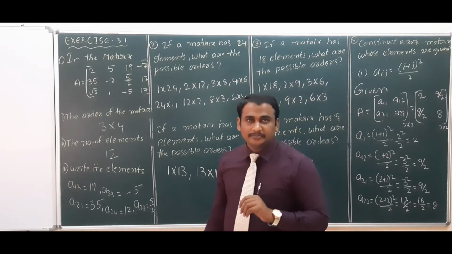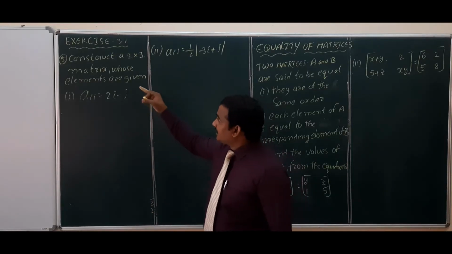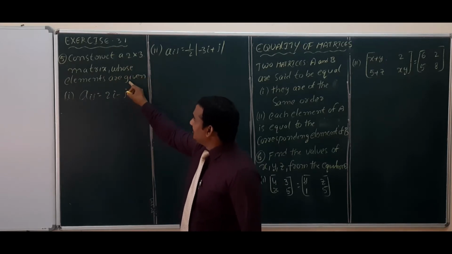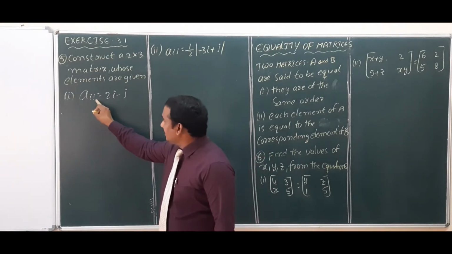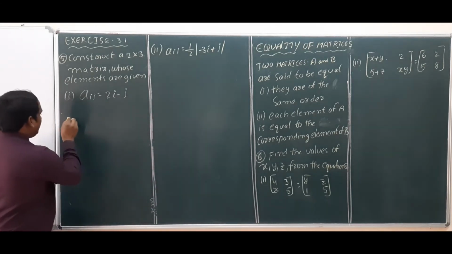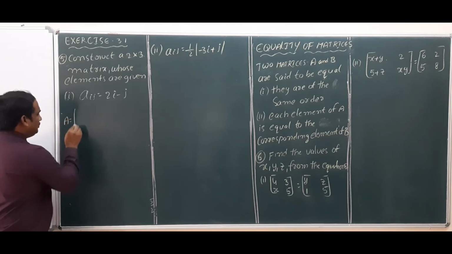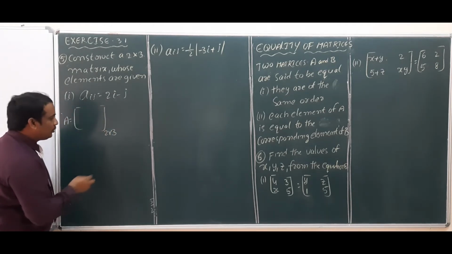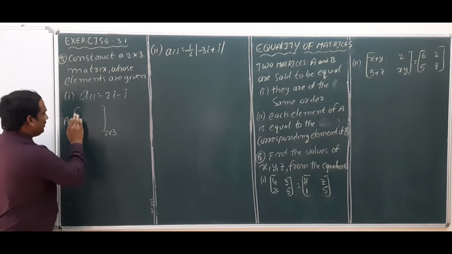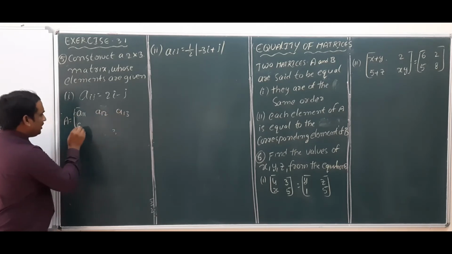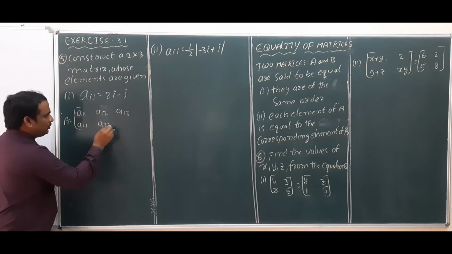Question number 5. Next, the fifth question: construct a 2 by 3 matrix whose elements are given by A of ij equal to 2i minus j. Here they are asking for a 2 by 3 matrix. Capital A has 2 rows and 3 columns. 2 rows means A11, A12, A13, and the same thing, A21, A22, A23.